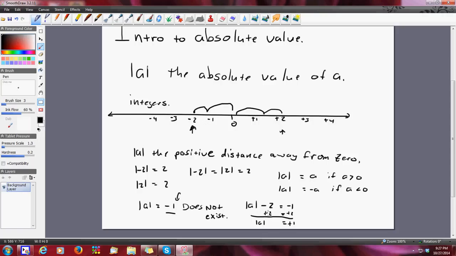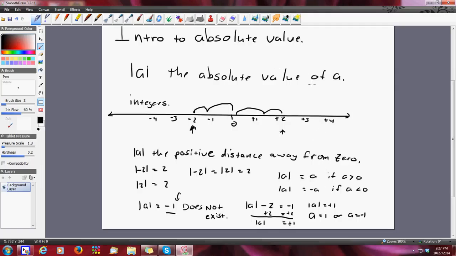Well, in this case, there's one last thing I want you to notice. If I have the absolute value of A equals +1, that means A can equal 1, or A can equal -1, because take a look. The absolute value of 1 is 1. The absolute value of -1 is 1.